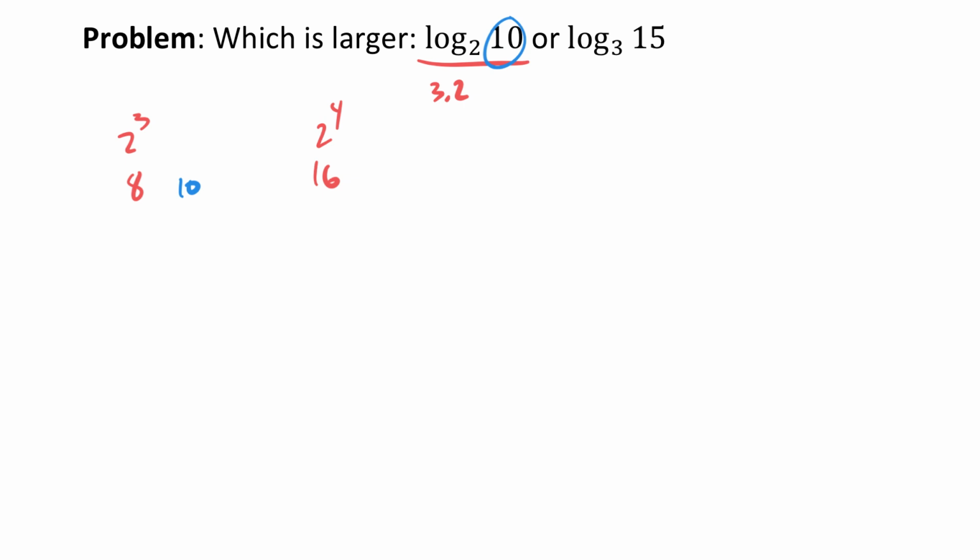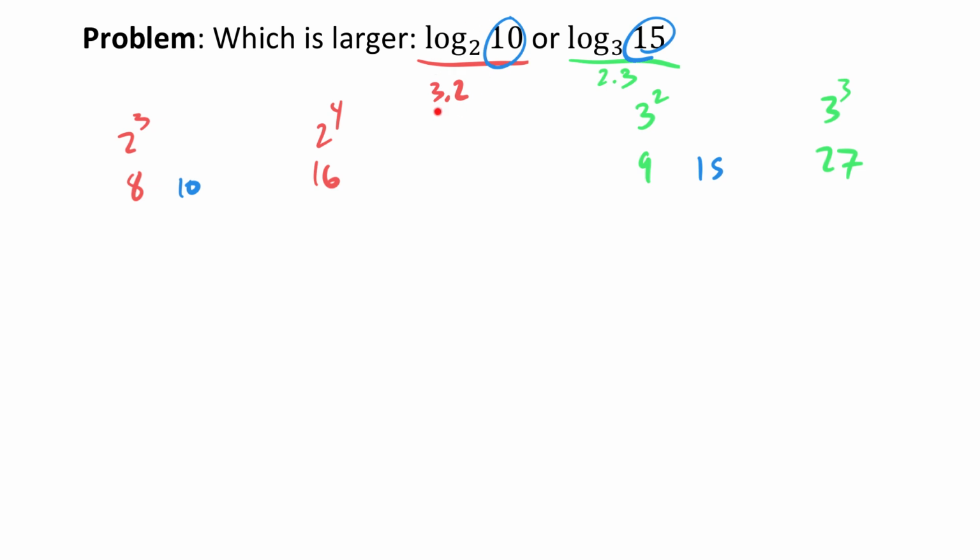Now let's try the same process over here. We'd have 3 to the 2, that would be 9. 3 to the 3 is 27. So the number should be, well, again, we're looking at 15, right? That's our target. Somewhere between 2 and 3. Maybe it's going to be, again, kind of close to the 2, maybe 2.2, 2.3.